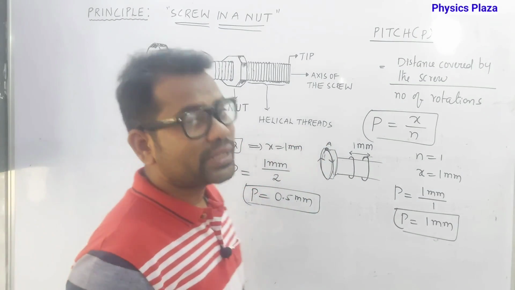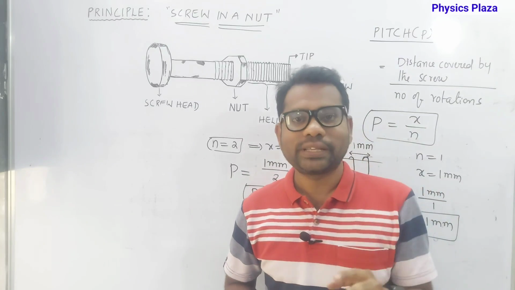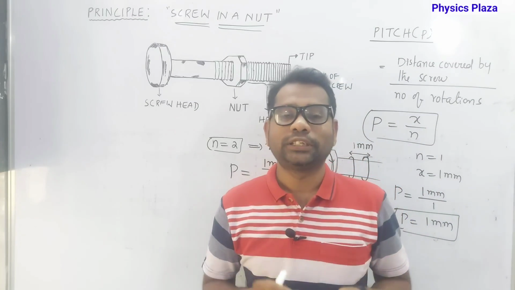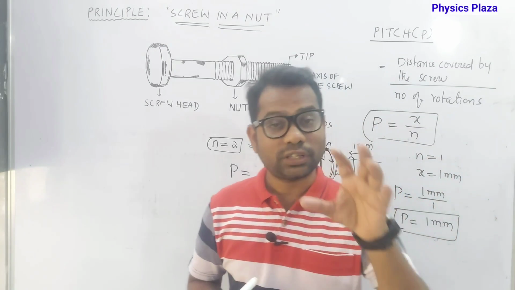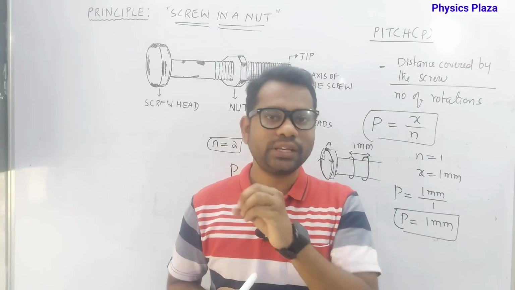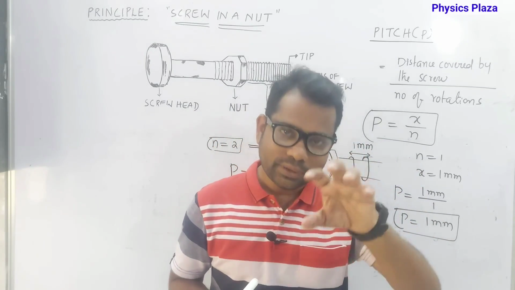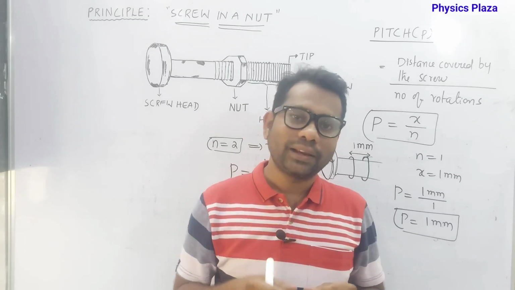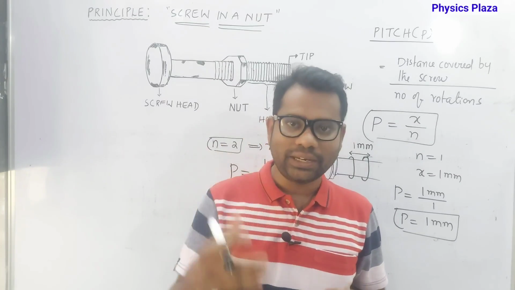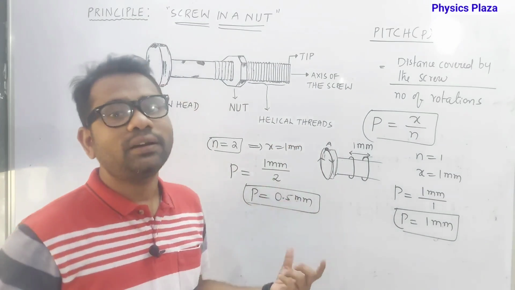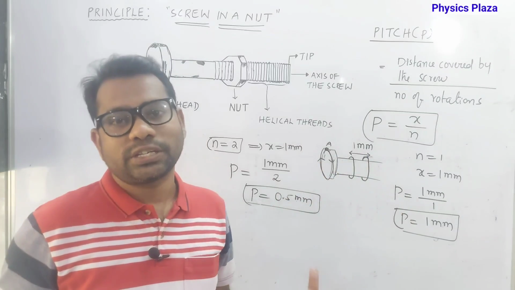Now we discuss the main parts of the screw gauge, and after that we will see how to calculate the least count of a given screw gauge, and then the errors and related topics. Just copy this, children, then we go to the screw gauge description.